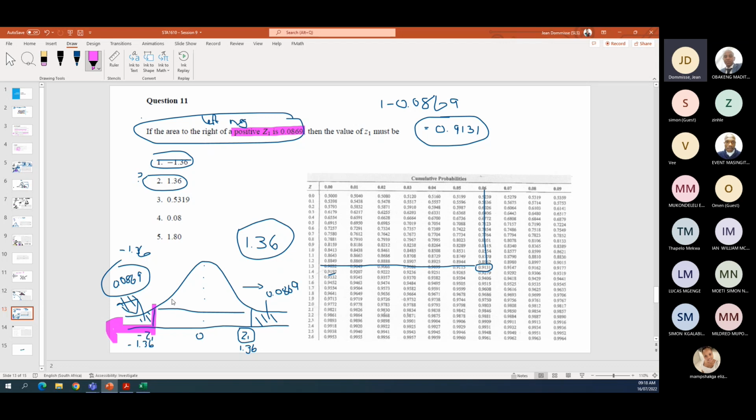So if I said left to negative, it would have been minus 1.36, but they want the other side, that's basically the right to the positive. That's why we're looking at the positive value in the end. So it all depends on how they structure the question. It could have been asked differently, then it would have focused on the negative.